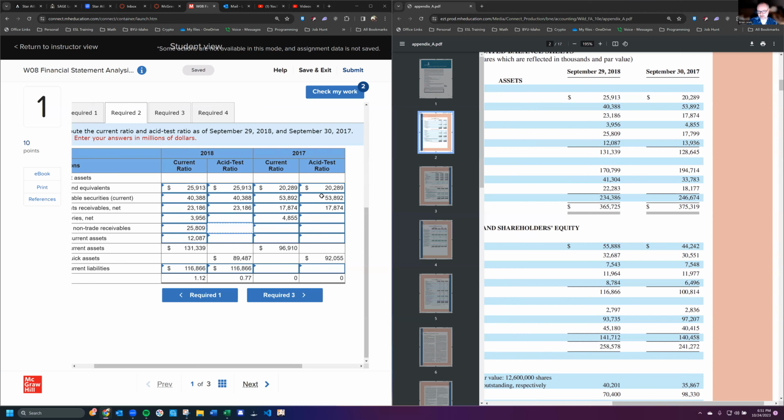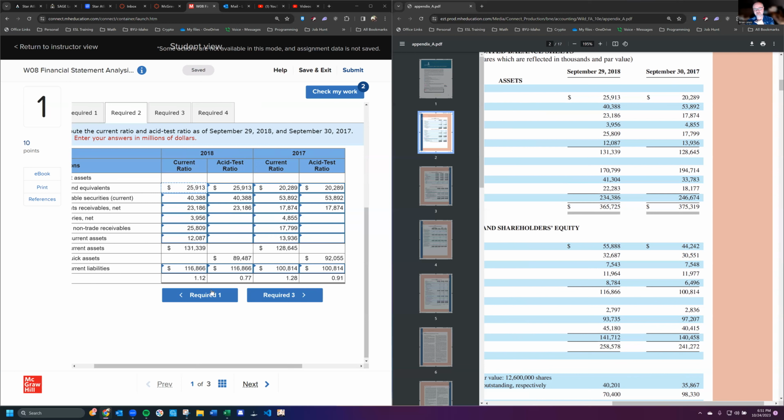And it's not quick. And so we go to vendor non, that should be 17,799. And then other current assets should be 13,936. For a total of 128,645. Okay. And 92,055. So then current liabilities for last year was 100,814. Okay. So 1.28 and 0.91. All right. So that looks pretty good.